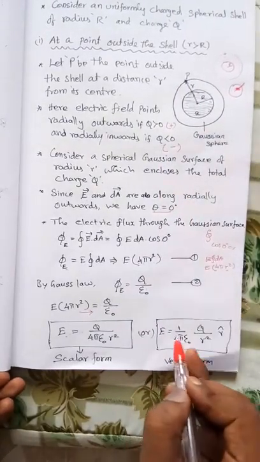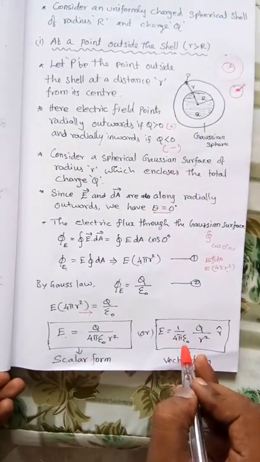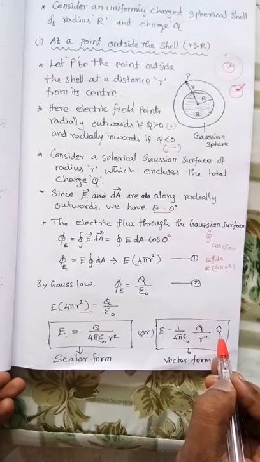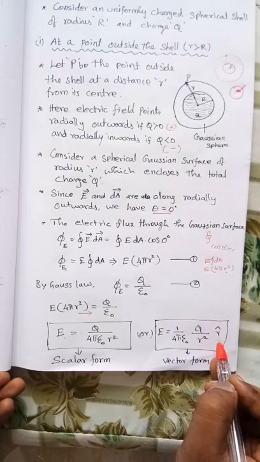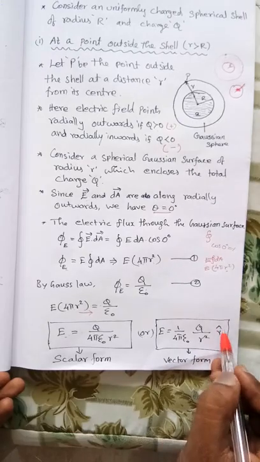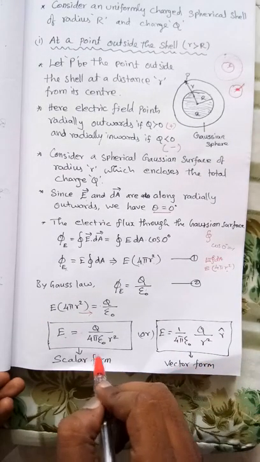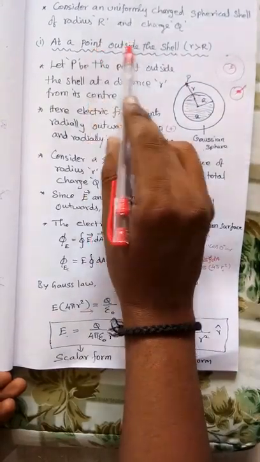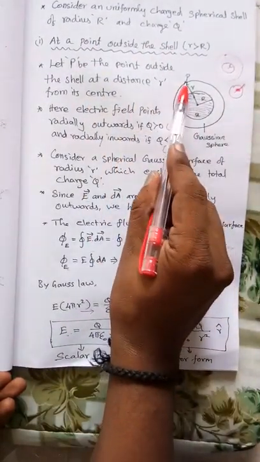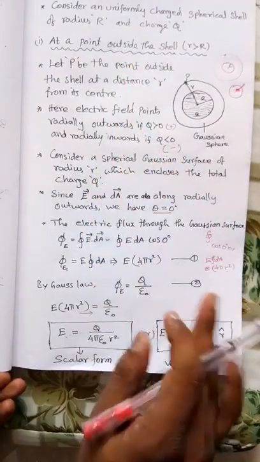In vector form you write 1 by 4 pi epsilon naught, Q by r squared, times r cap. The r cap is a unit vector whose value is 1, so it only mentions the direction. This is the vector form and the earlier one is the scalar form. This is the first condition, when the point is outside the shell.